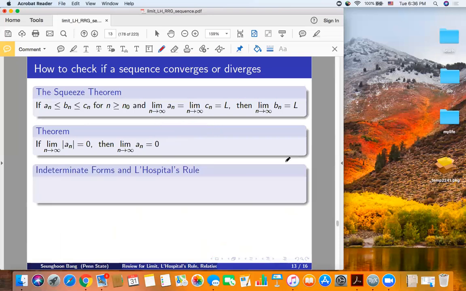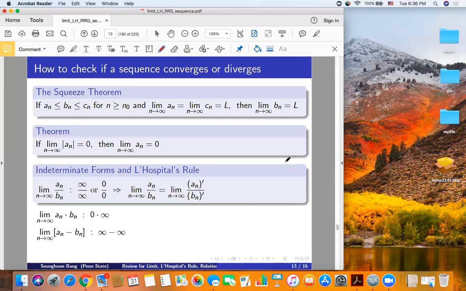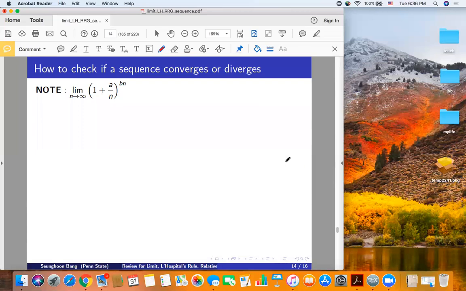So next, indeterminate forms and L'Hopital's rule. If the limit of an over bn is infinity over infinity or 0 over 0 form, you can use L'Hopital's rule. The limit of an times bn is 0 times infinity, an minus bn is infinity minus infinity, and an to the power bn gives 1 to infinity, 0 to 0, or infinity to 0. Convert them to quotient form and then use L'Hopital's rule. Similarly, the limit of 1 plus a over n, to the power bn, as n approaches infinity, the answer is e to the ab.